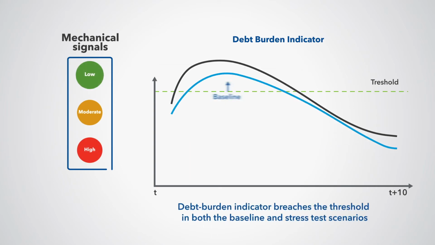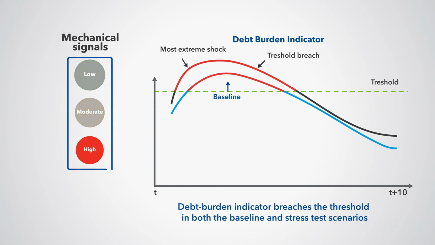In the third case, projected values of the debt burden indicator breach the corresponding debt threshold in the baseline scenario, which automatically implies that a breach also occurred under the most extreme shock scenario. This situation reveals higher risk of debt distress than either of the previous two cases.